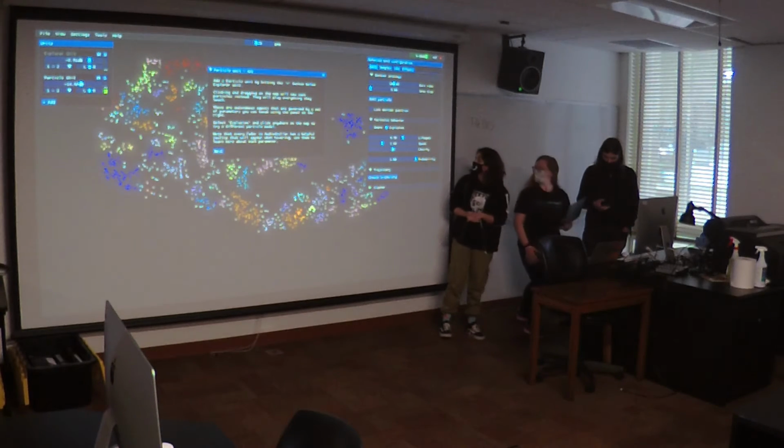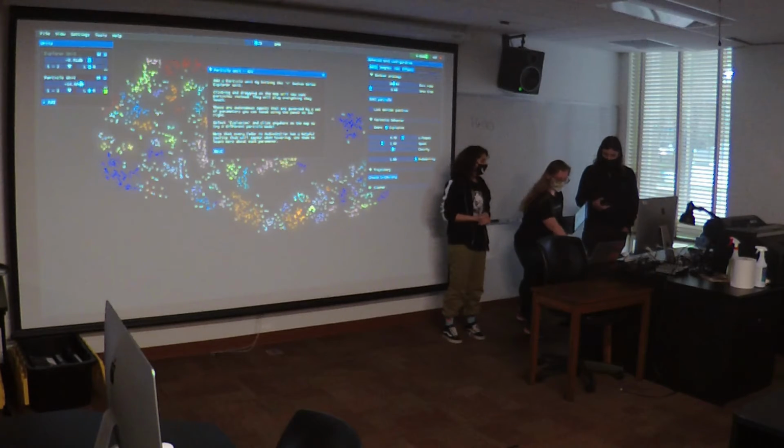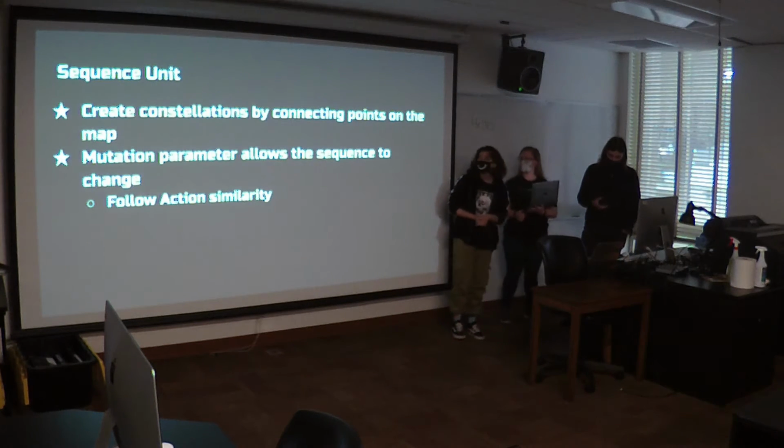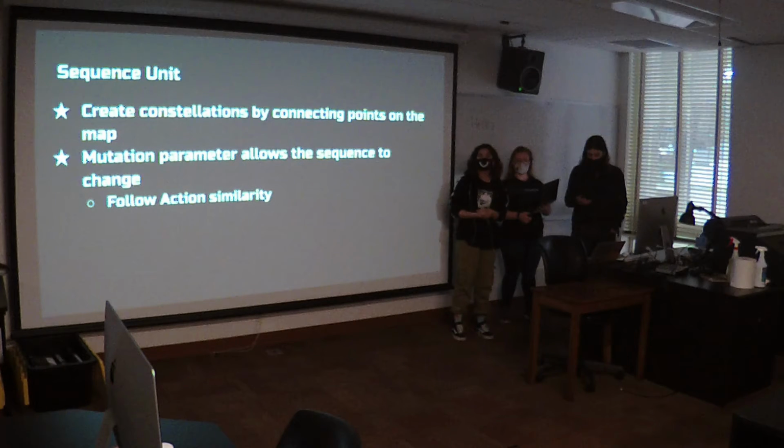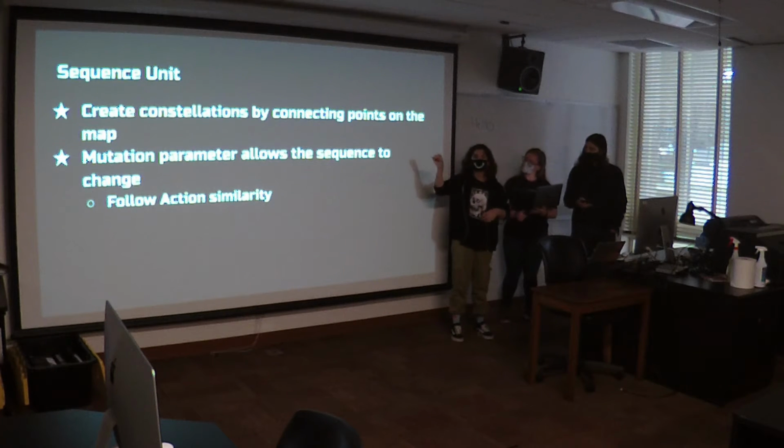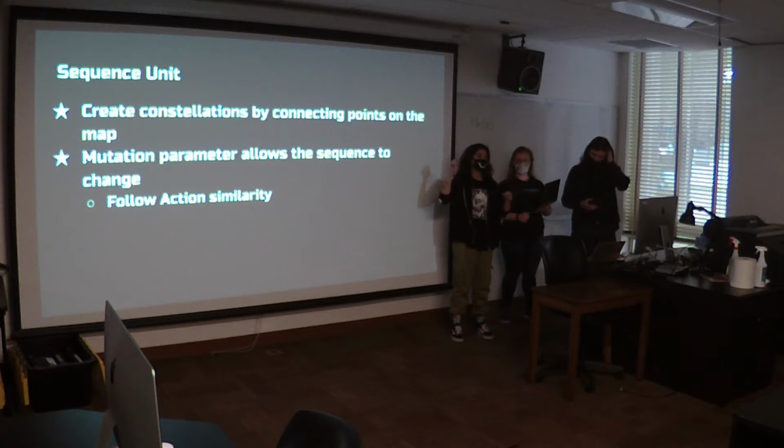And then there's another picture. And lastly, the third unit is the sequence unit. We're all familiar with sequencers, and you can create constellations by connecting points on the map. When you select different audio samples, it'll create a line between them, and that will be your points connected for a sequence, and you can connect however many points you want.